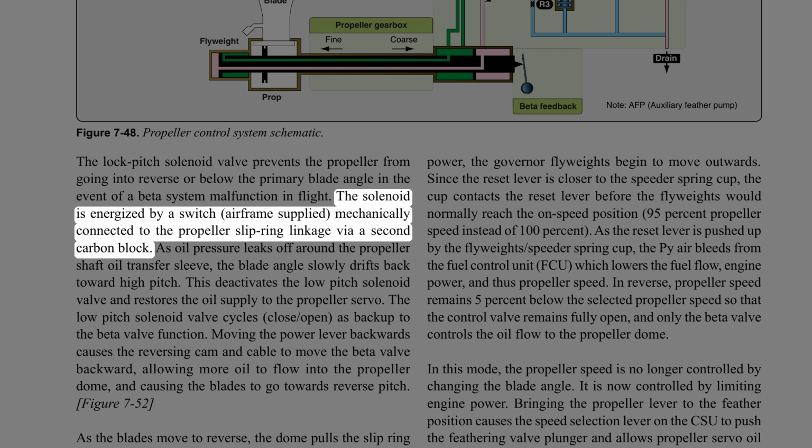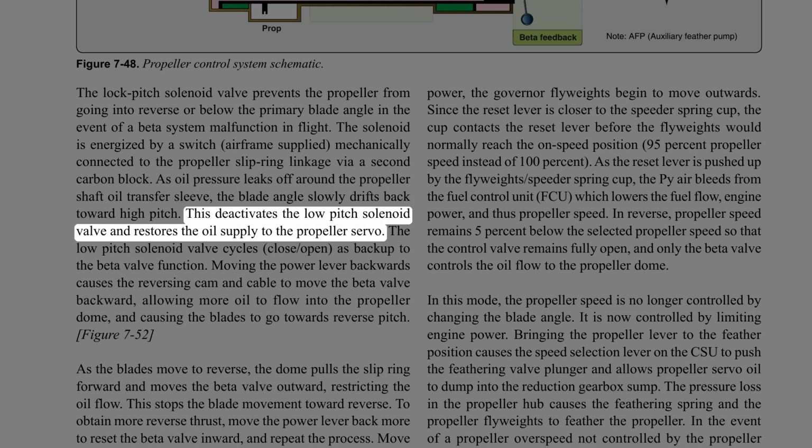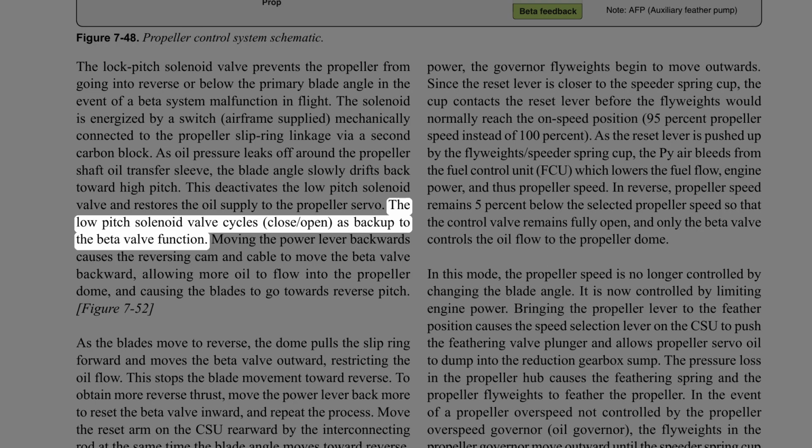The solenoid is energized by a switch, airframe supplied, mechanically connected to the propeller slip ring linkage via a second carbon block. As oil pressure leaks off around the propeller shaft oil transfer sleeve, the blade angle slowly drifts back toward high pitch. This deactivates the low-pitch solenoid valve and restores the oil supply to the propeller servo. The low-pitch solenoid valve cycles, close, open, as backup to the beta valve function.